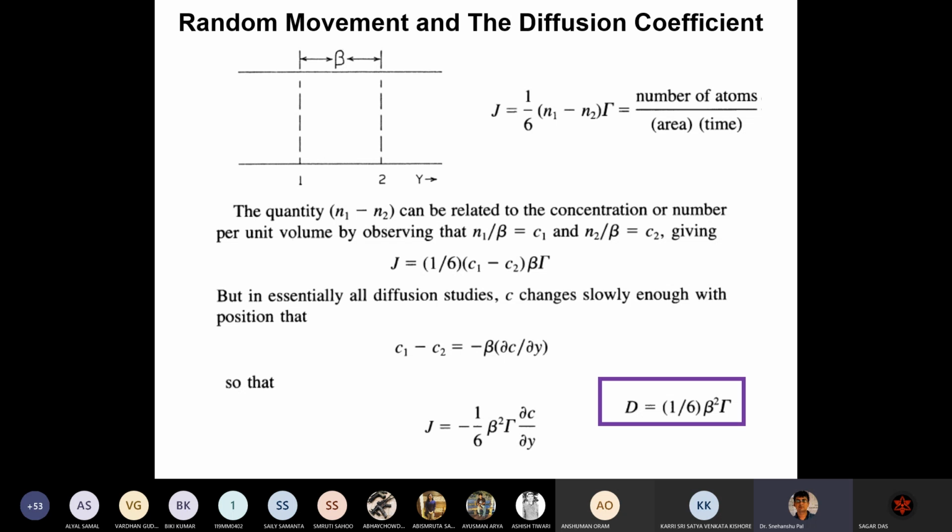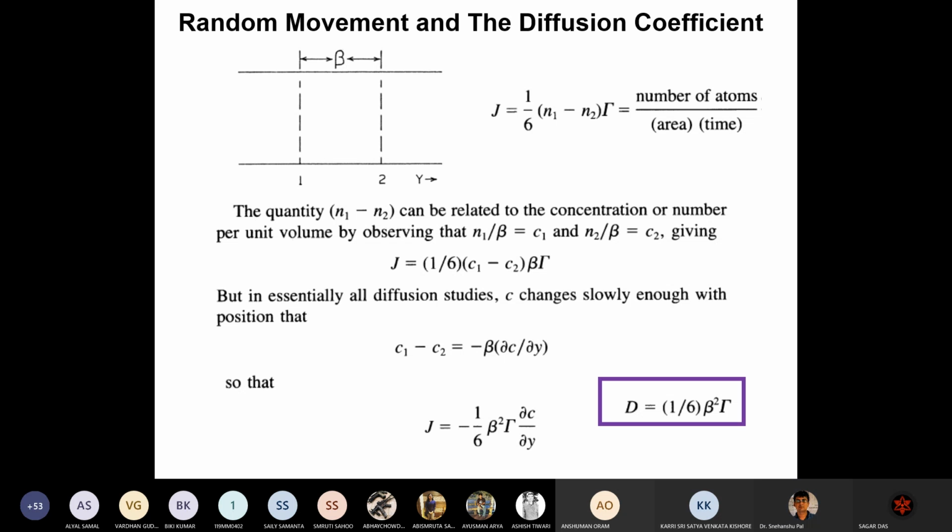So you can see this expression that you can check by Fick's first law and the derived expression, and you can compare that, and then you can come to an inference that the diffusion coefficient D can be represented by 1/6 β² τ. That is, the diffusion coefficient is therefore represented by the product of the jump distance squared and the jump frequency.